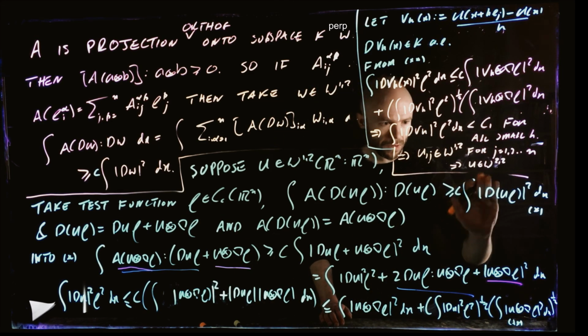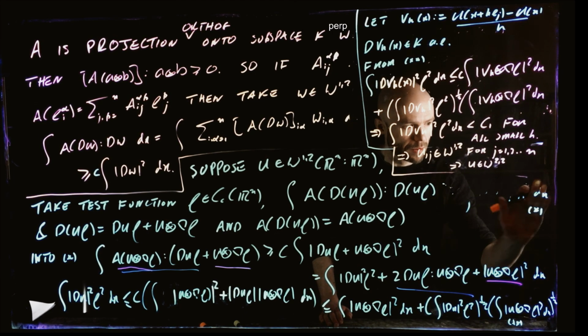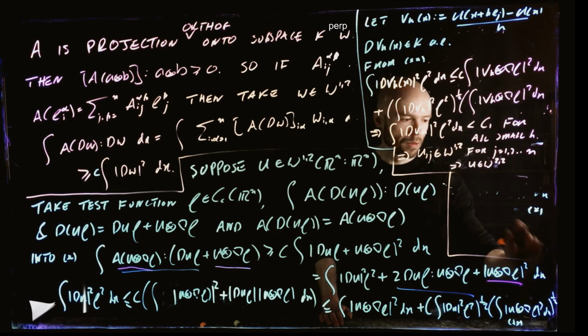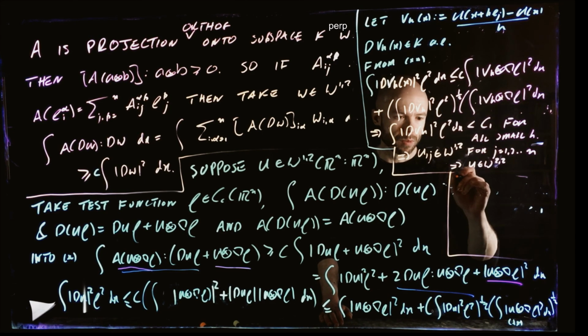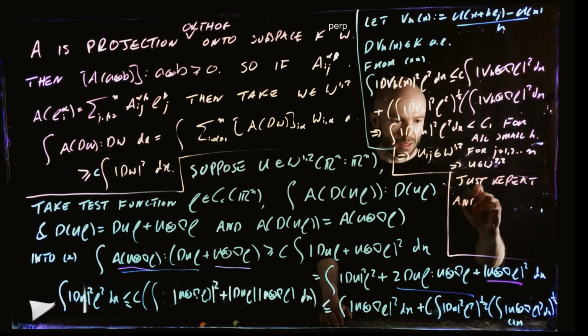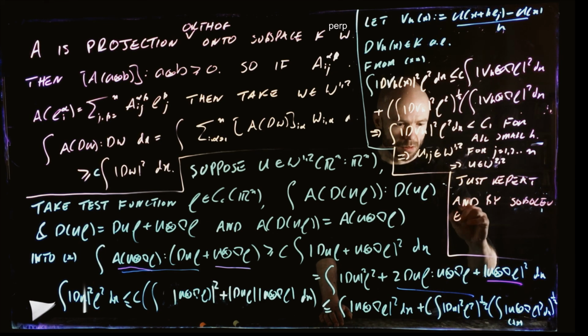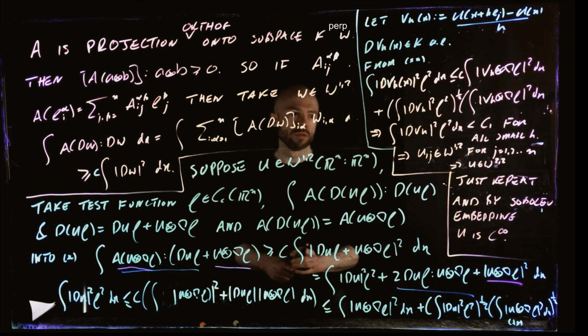So just repeat. And by Hölder, also by Sobolev embedding, u is C infinity, which completes the proof, right?